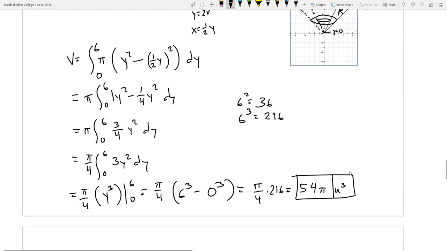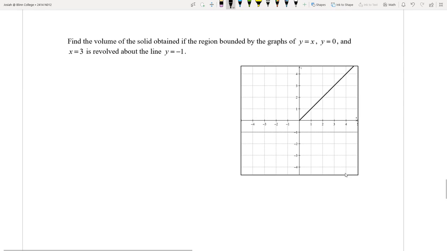All right, let's move on to the next one then. Find the volume of the solid obtained if the region bounded by the graphs of y equals x, y equals 0, and x equals 3 is revolved about the line y equals -1. So this is the first time we're dealing with something that is not being revolved about our axis. Normally if we took this revolved about the axis, this would just be a disk method, and we wouldn't have to do any subtractions or anything like that.